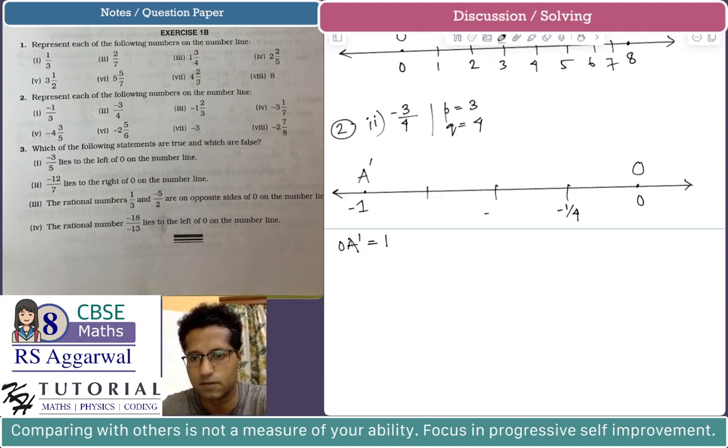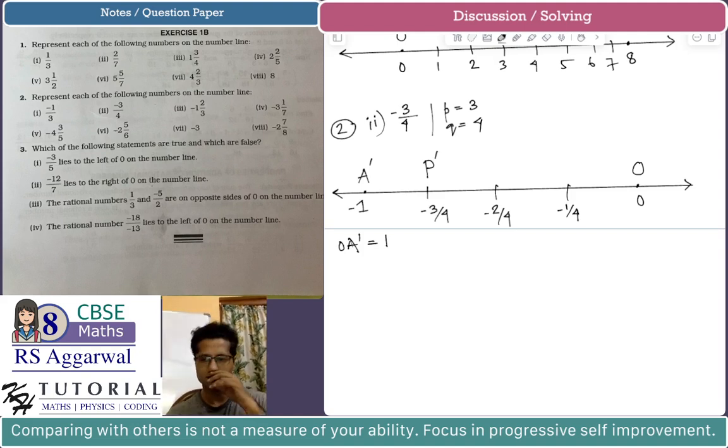Similarly, the second marking will be minus 2 by 4. The third marking will be minus 3 by 4, and hence the marking for minus 3 by 4 is the required point P dash. So P dash is representing the rational number minus 3 by 4.